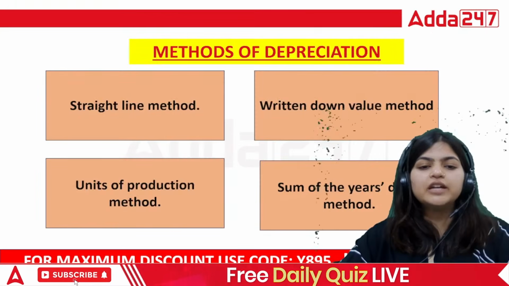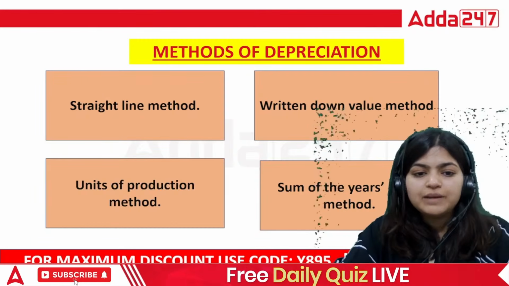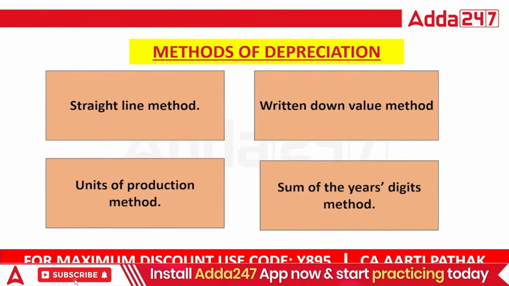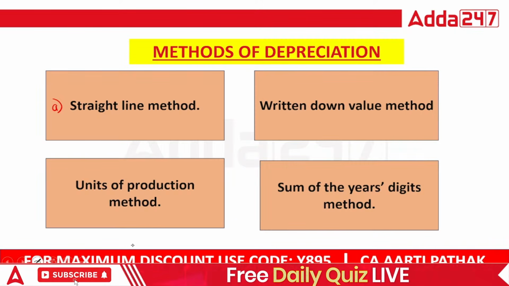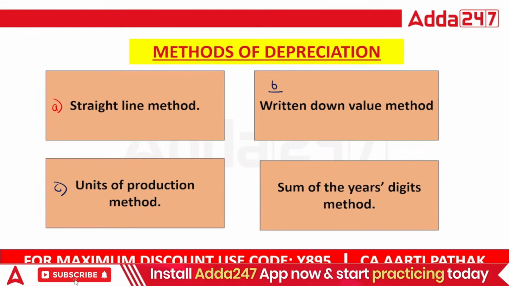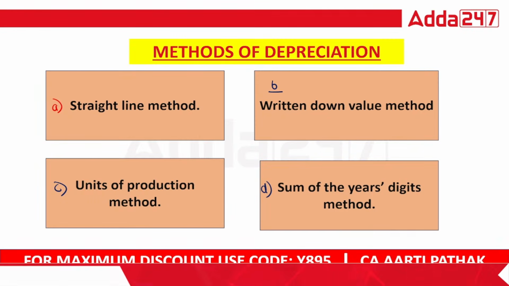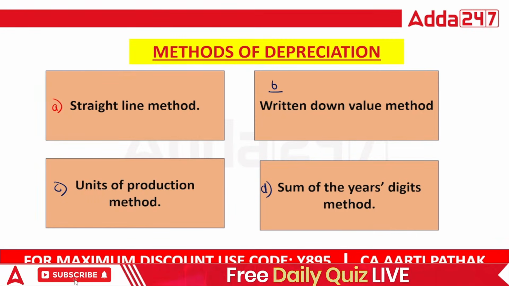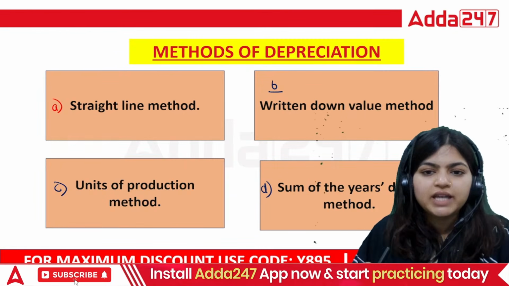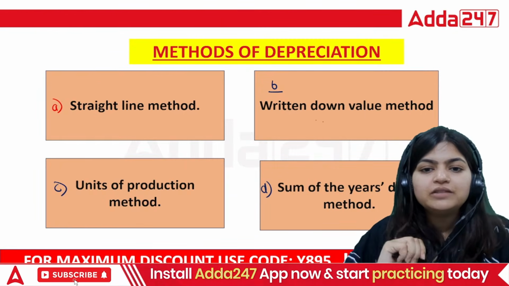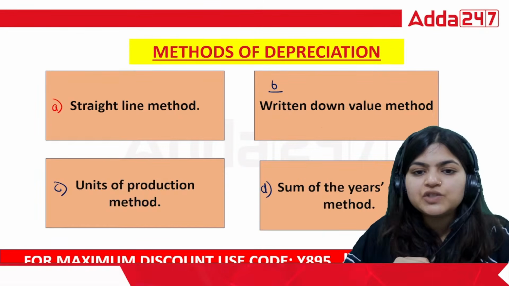Now, coming to the next, we are going to talk about different methods. We have four types of method. First one, straight line method. Second one, written down value method. Third is units of production method. Last one is sum of the years digit method. So these are your four methods through which you can calculate depreciation amount.